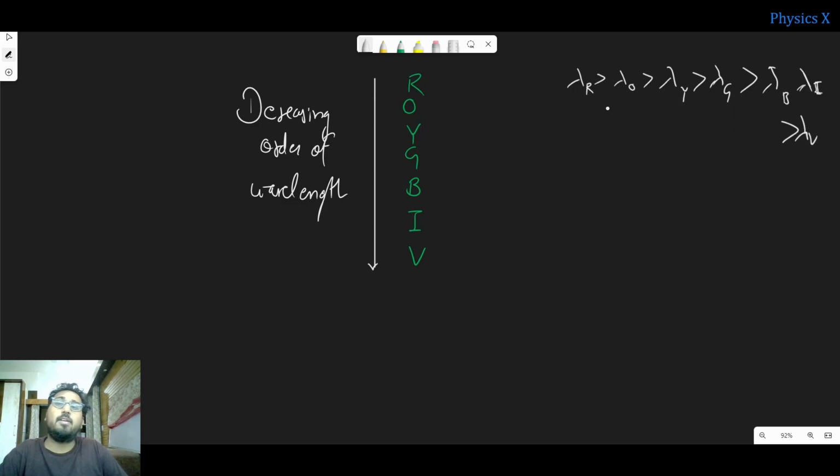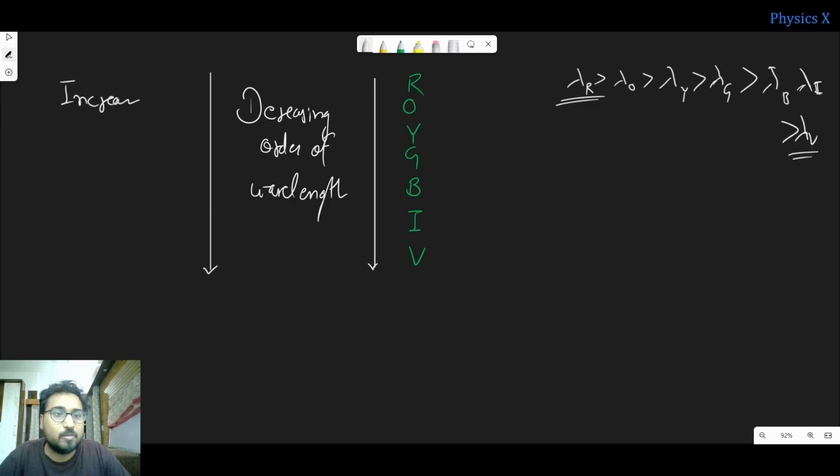As red has the most wavelength and violet has the least wavelength, what will happen? If I draw this upside down, this is the increasing order of speed. So the speed of violet is the most.